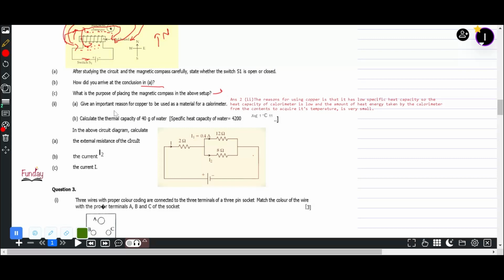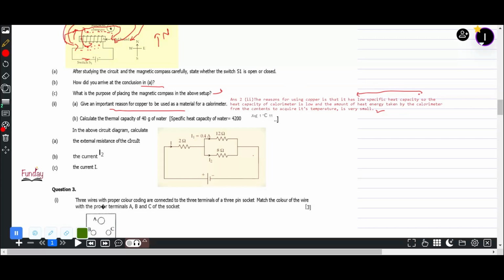Next is, give an important reason for copper to be used as a material for calorimeter. Now this I have put as question number 2, answer 2. The reason for using copper is that it has low specific heat capacity. So the heat capacity of the calorimeter is low, and the amount of heat energy taken by the calorimeter from the contents to acquire its temperature is very small. That's why copper is used in calorimeter. So it takes lesser heat for Q equals mc delta T. If the c is low, lesser heat would be needed.